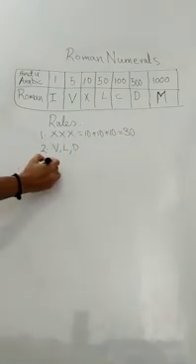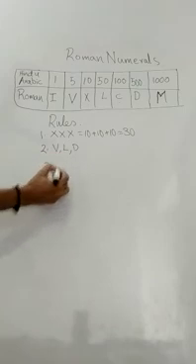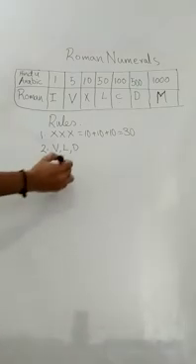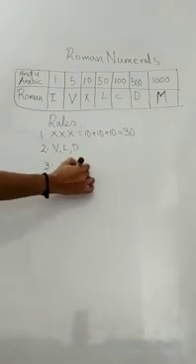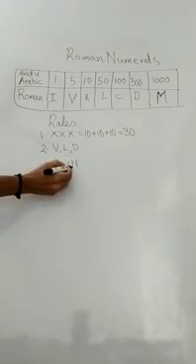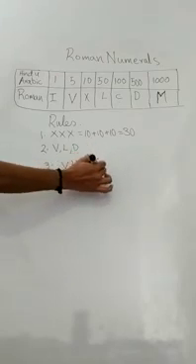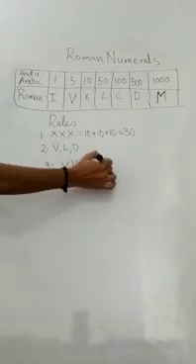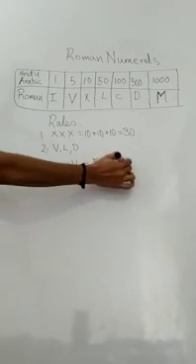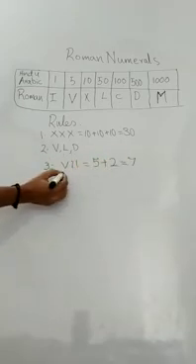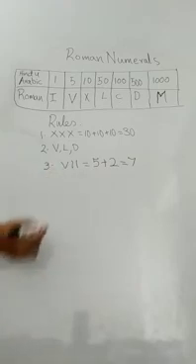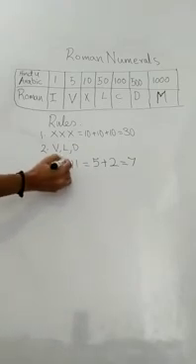Next one is, when you write a smaller numeral on the right side, that is, this is 5 and I have written 1, that is 2, on the right side, it only means we are adding it. This is 5 and this is 2. That is 5 plus 2, 7. So 7 we have written in Roman like this. We are adding 2 to 5.